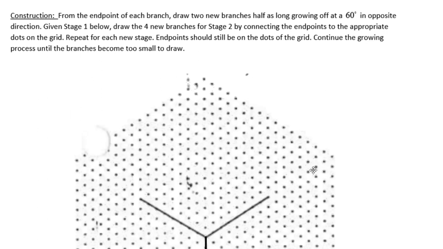Now it says you're going to draw 4 new branches for stage 2 by connecting the endpoints to the appropriate dots on the grid. And we know that the branches are going to be half as long as the current length. So you're going to count how long it is, and then going 60 degrees. So that's why you have your isometric dot paper. It's in your degree increment. You're going to build off your branches and then record your data in the table.